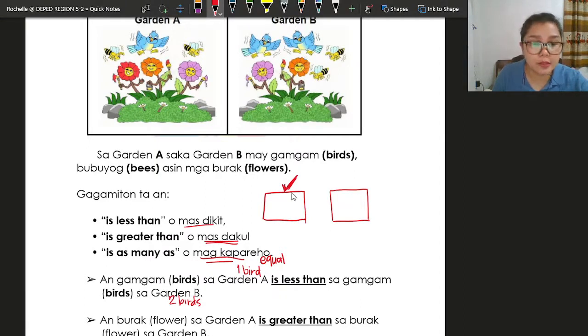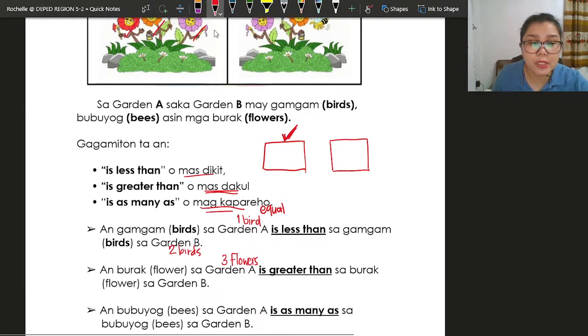Next one, let's look at the flowers. For garden A, how many flowers do you see? There are 1, 2, 3. Okay, for garden A, we have 3 flowers o tulong burak. Tapos, is greater than sa burak sa garden B.